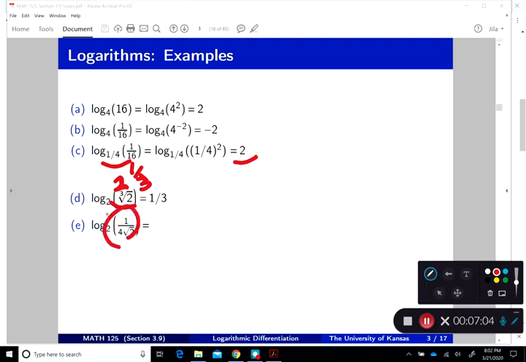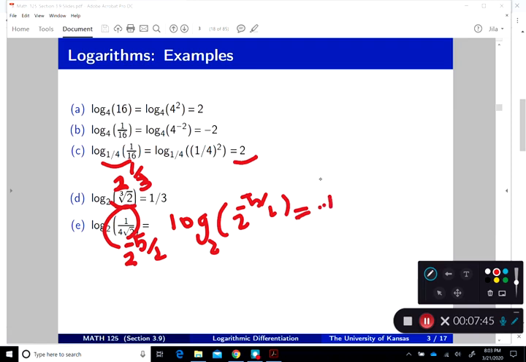How about this one? Here the base is 2, and then it's 1 over 4 times the square root of 2, which means the bottom is 2 to the power 2 times the square root of 2, which is 2 to the power 1/2. 2 and 1/2 add up to 5/2, but since it's in the denominator, it should be -5/2. So you're really finding log base 2 of 2 to the power -5/2. The bases are the same, and you get -5/2.